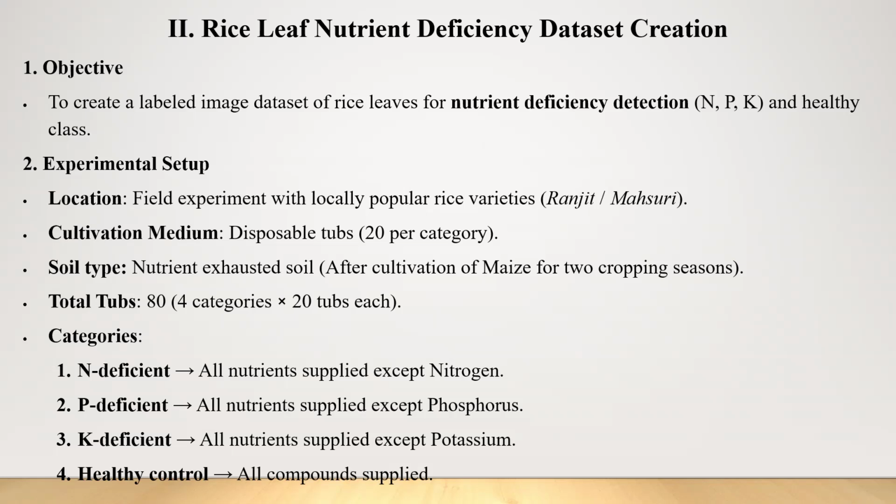For this experiment we'll be using the locally available and popular rice varieties like Ranjit and Masuri, for which I have seeds with me. The varieties Ranjit and Masuri are familiar in our locality. So one of these varieties will be used for our experiment.